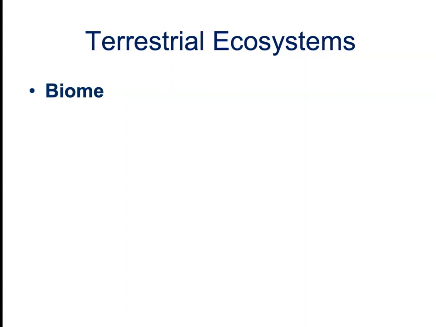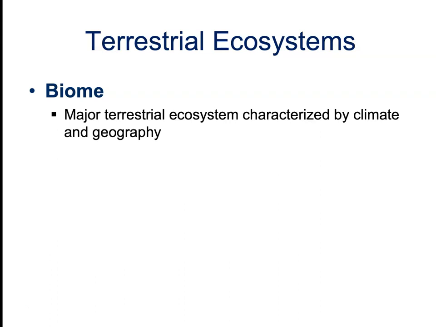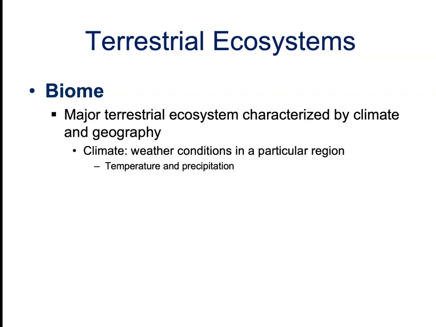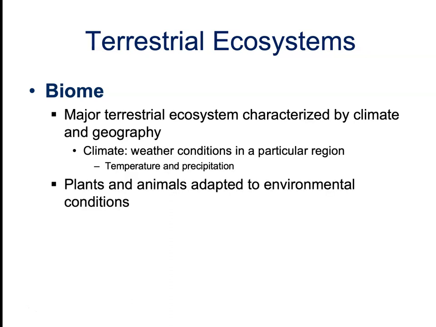The major terrestrial ecosystems that are characterized by their specific climate and geography are called biomes. Climate is the prevailing weather conditions in a particular region, which is dictated by two major factors: temperature and precipitation, or rainfall. Each biome has a mix of plants and animals that are adapted to living within the parameters of the environmental conditions within a given region.